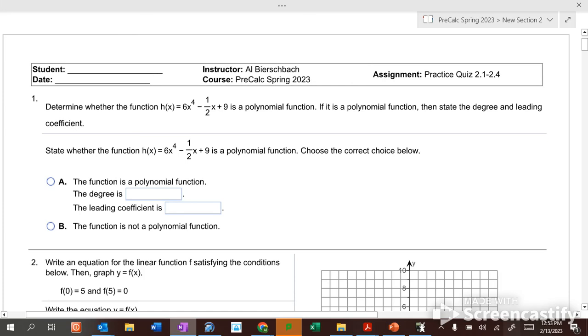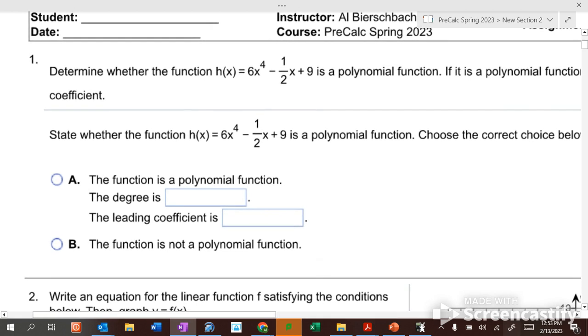What's the degree of this polynomial? Can't see that. There. 4. What's the leading coefficient? 6. There you go.